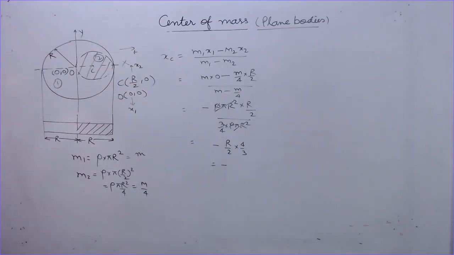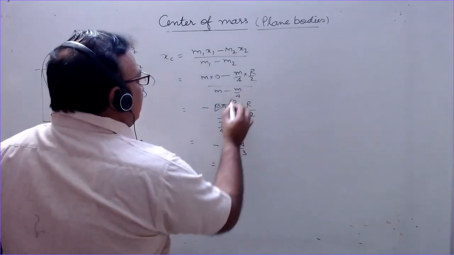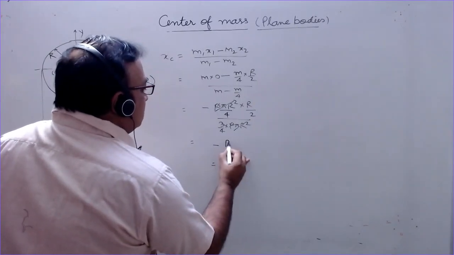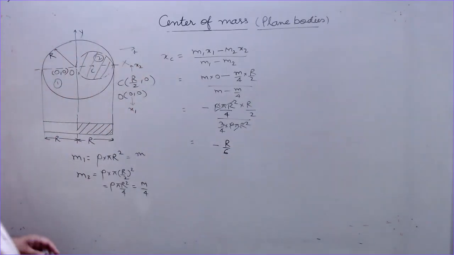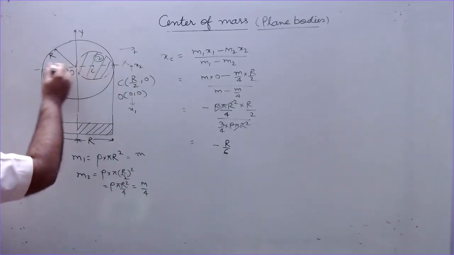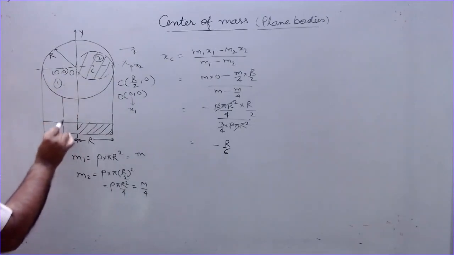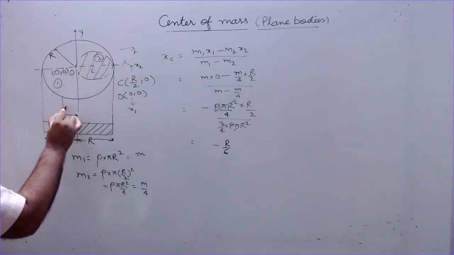I think this should be r by 6. Let us check it again. So here this should be m by 4 divided by 4. So we get this as equal to minus r by 6. That means the center of mass has shifted on this side at a distance of r by 6. This is the negative side.